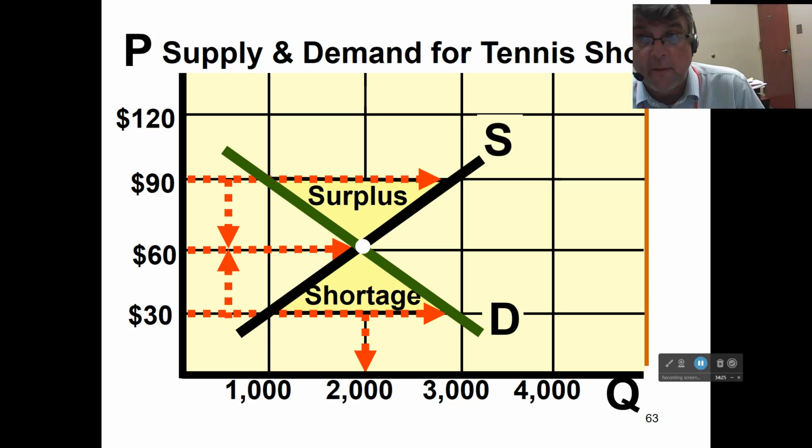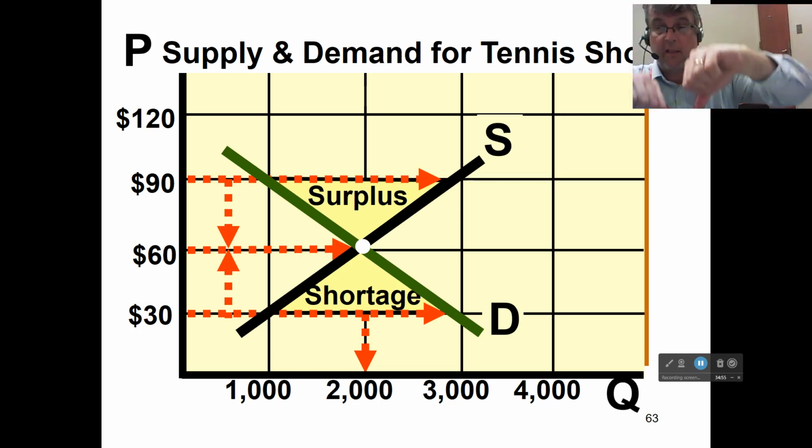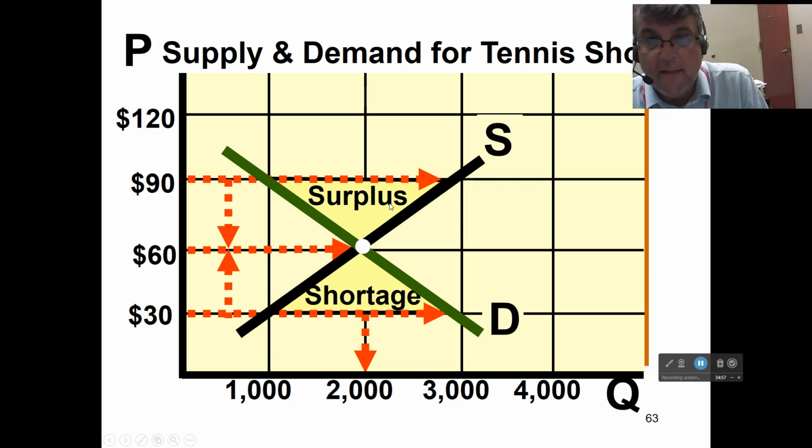So what Nike would very quickly realize is we can't sell all the shoes we're producing at $90. We need to drop the price. As they drop the price, this surplus goes away. As the price decreases, quantity demanded increases, right? The law of demand. As the price decreases, quantity supplied decreases, right? Direct relationship between price and quantity supplied, the law of supply, and that brings us closer and closer to equilibrium.